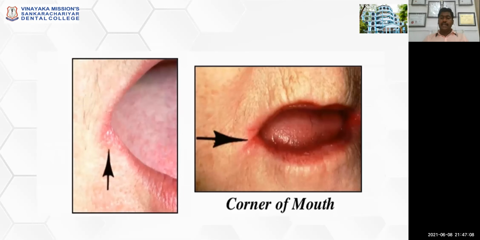See this one, a classic example where the vertical dimension of occlusion is less. The patient has come back to you, and you see there is angular cheilitis. So this can be improved by increasing the vertical dimension of that particular denture.